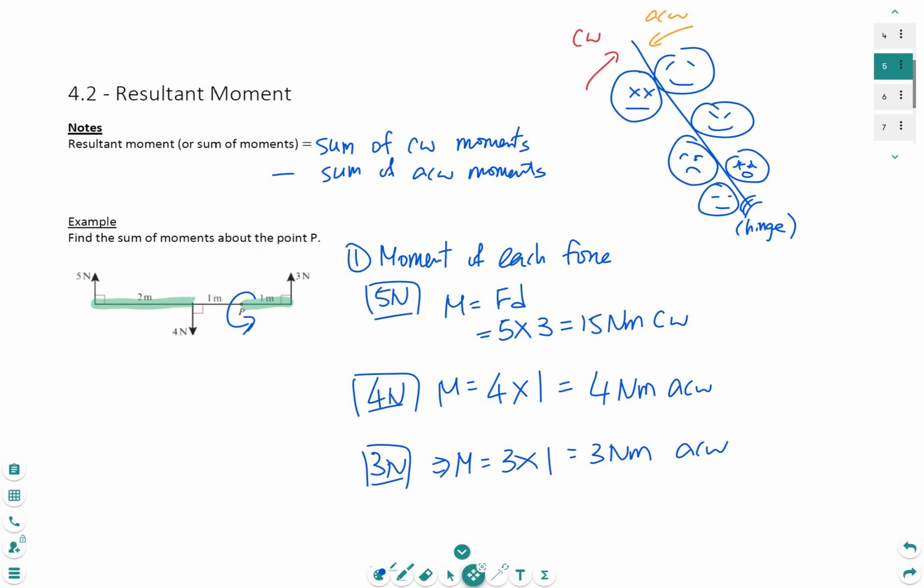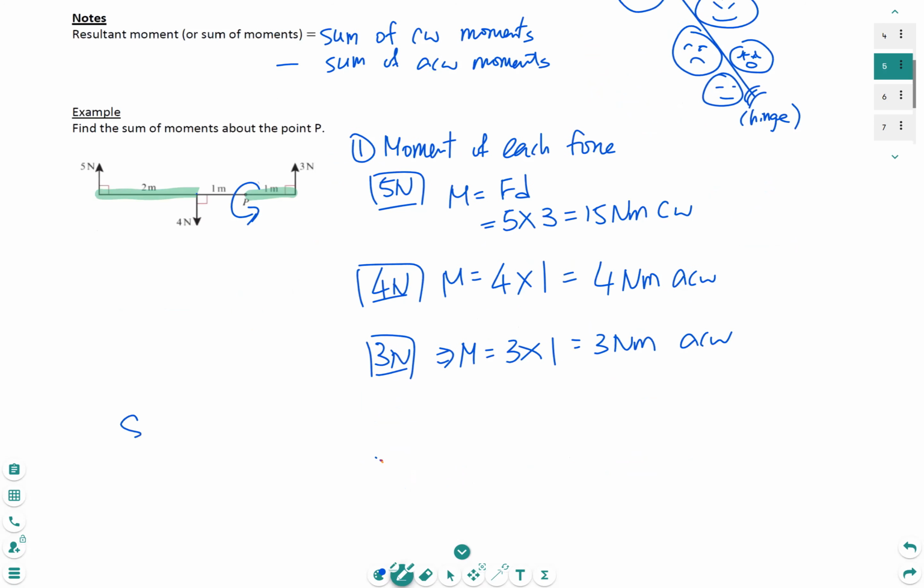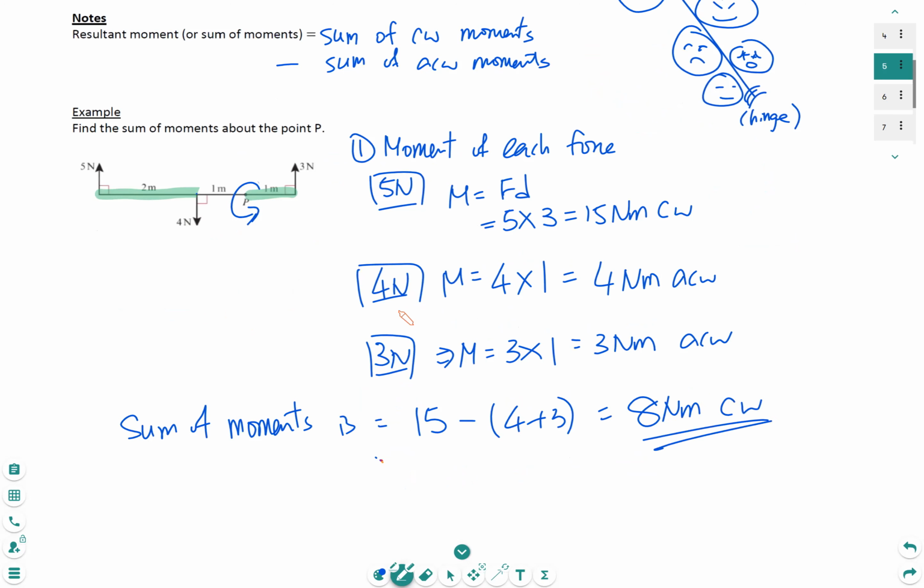So what is the sum of moments? The sum of moments, or we'll call it resultant moment, is the sum of clockwise, 15, minus the sum of anti-clockwise, 4 plus 3, which is 8 Newton meters. That will be clockwise, because the clockwise moments are bigger than the anti-clockwise. Basically, add and subtract. All right.